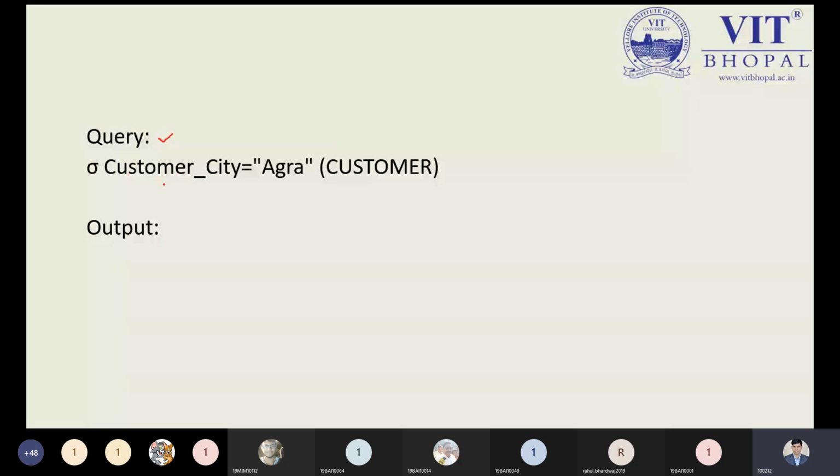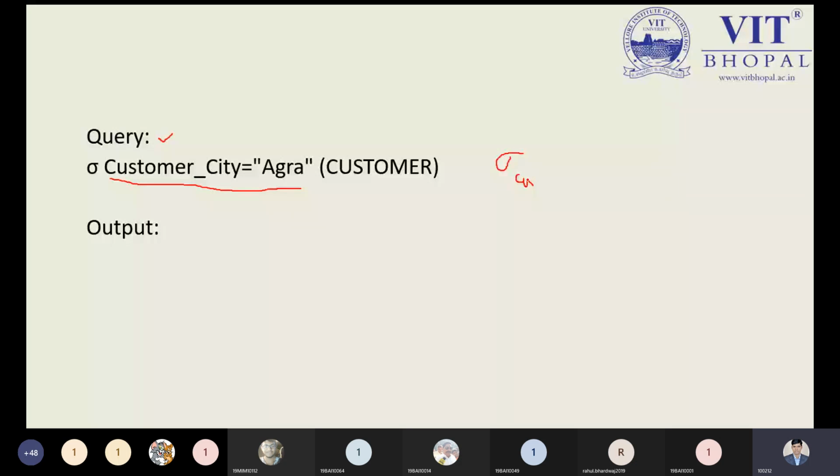So what I'm putting over here is sigma, and this customer city Agra will be a predictor or a condition, and that should go into the subscript. Please keep in mind, I will update such things in my PPT. Here you are writing this query like this, so I'm just updating this query like this one. This will be in subscript way.